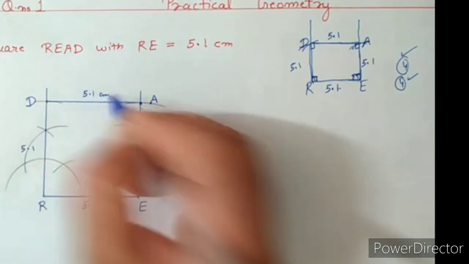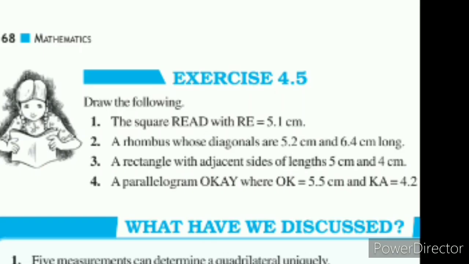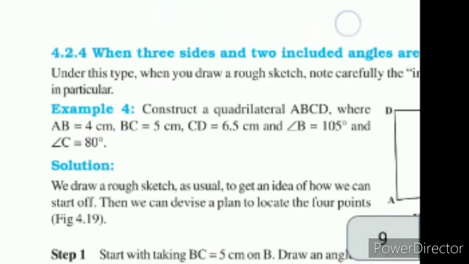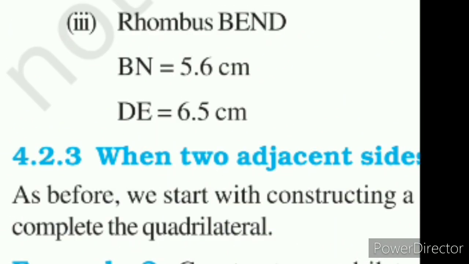Copy down. Second question as homework: a rhombus whose diagonals are 5.2 centimeter and 6.5 centimeter long. Here we are given two diagonals. We already did this in exercise 4.2, that is the third sub question: rhombus BEND, where BN and DE are diagonals. Watch this video again and follow the same method for this question.